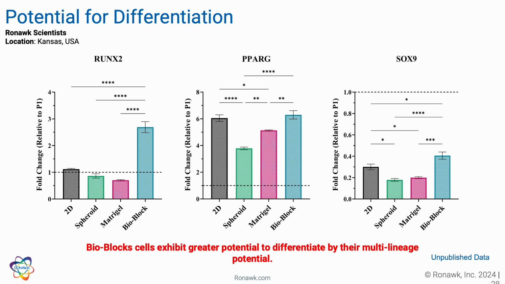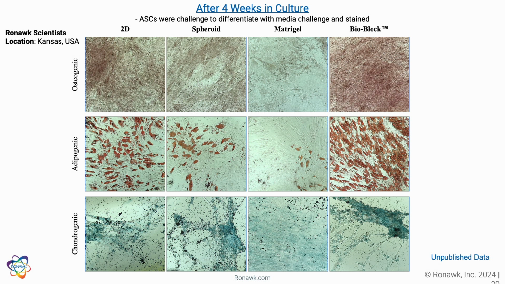So we know that the MSCs are able to differentiate in different cell lines. In this case, he was interested in osteogenic differentiation, adipogenic differentiation, and chondrogenic differentiation. What we can see in this data, which was done prior to challenging the cells for differentiation, is that the bioblock cells exhibit a greater potential to differentiate into their multi-lineage potential. And that was confirmed once he challenged the cells for differentiation.